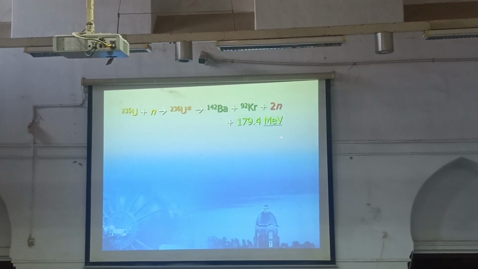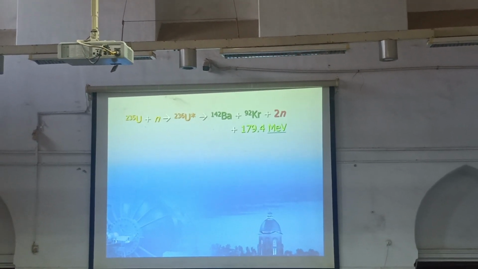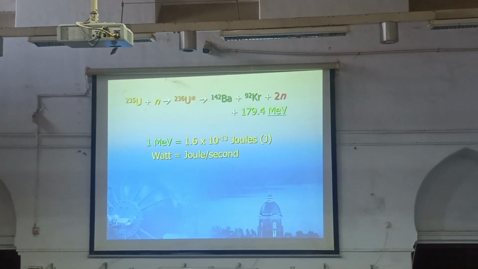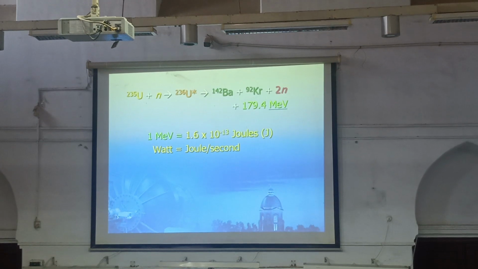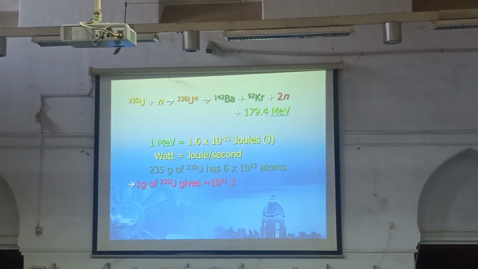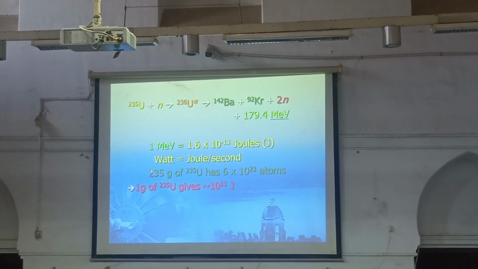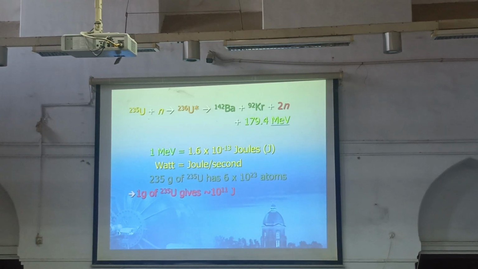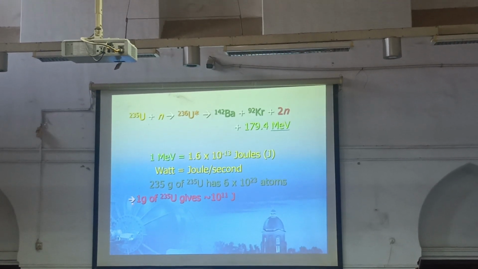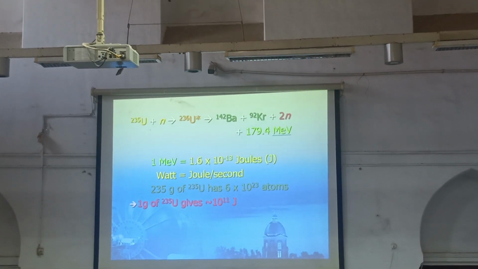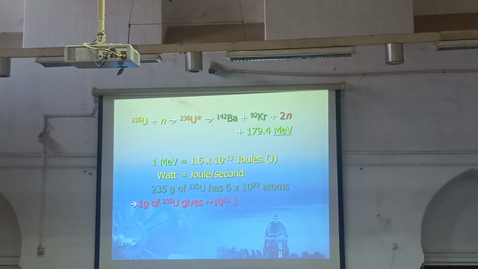All of you are familiar with MeV? Yes. Everybody, I don't need to explain? Wonderful. So MeV is nothing but 10 raised to negative 30 joules. If you don't understand what joules is, this is, you know what? Okay. So, 235 gram of uranium-235 has, you know, Avogadro number. As a result, 1 gram of 235 uranium gives you 10 raised to power 11 joules.